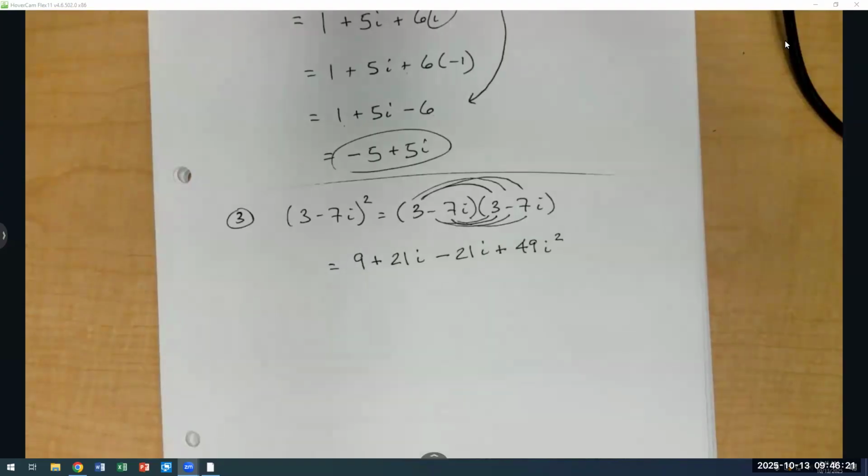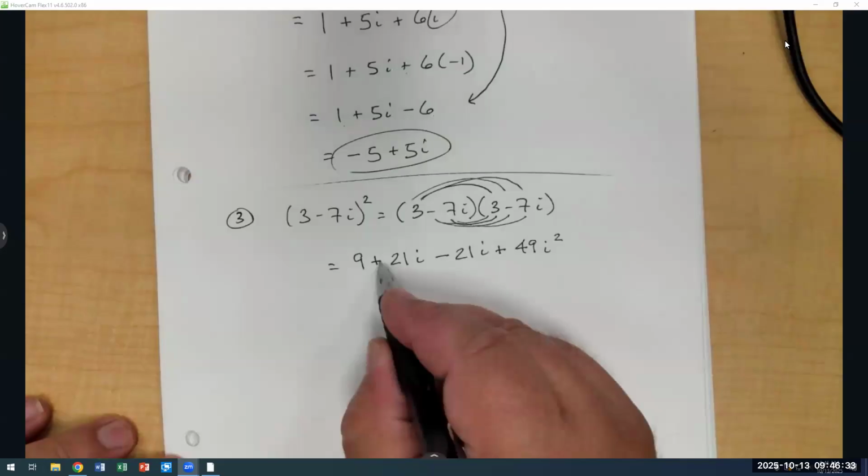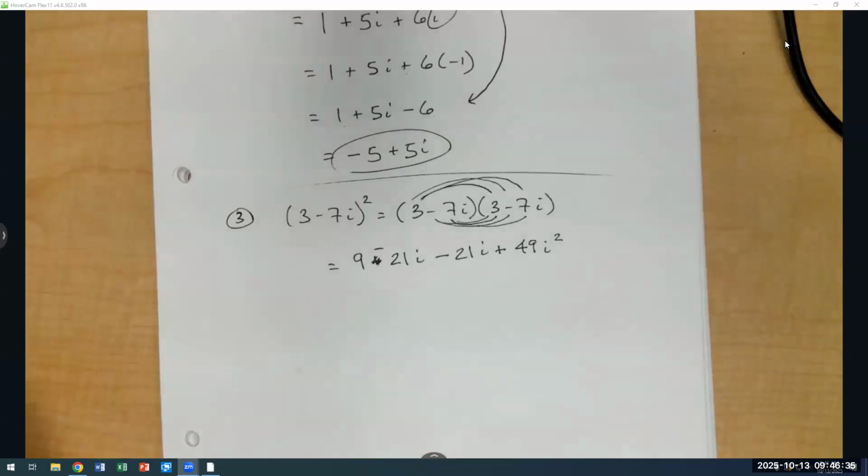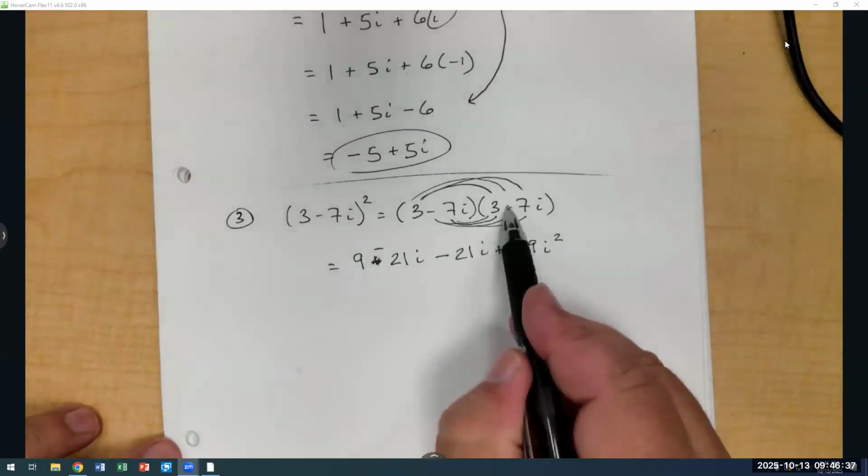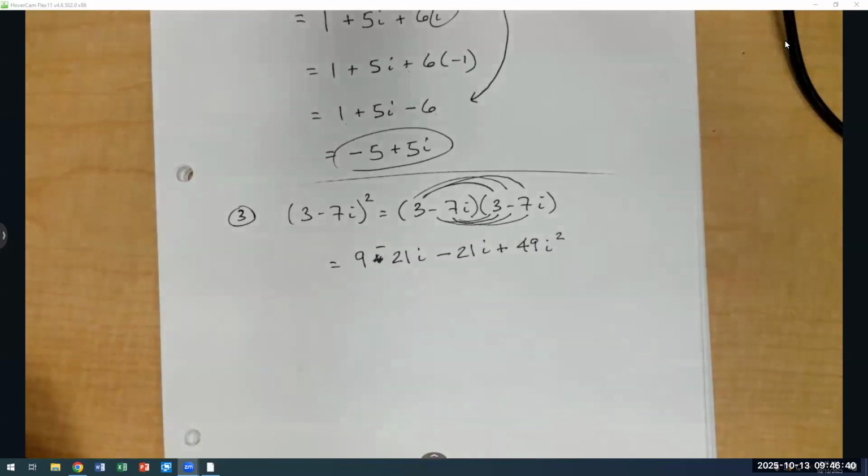First step, get rid of the parentheses. FOILing in this case, distributivity. Oh, no. You get negative 21i from 3 times negative 7i. They should both be negative 21i. We have positive times negative is negative 21i. Good catch.